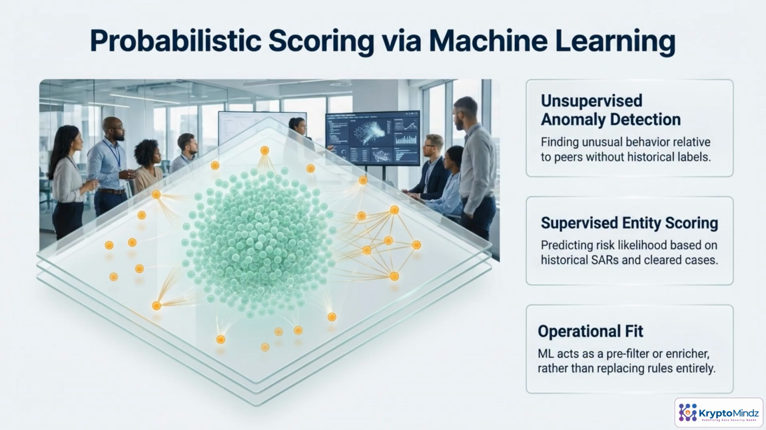Machine learning shifts AML from binary rules to probabilistic scoring. Instead of asking, "Is this transaction risky, yes or no?" you estimate how risky it is compared with everyone else. Unsupervised models surface anomalies without needing labeled fraud. Supervised models learn from past SARs and cleared alerts. In practice, ML works best as a pre-filter or enrichment layer, not a full rules replacement.